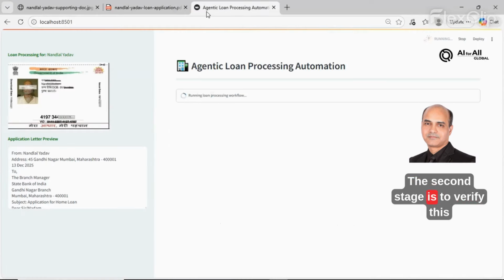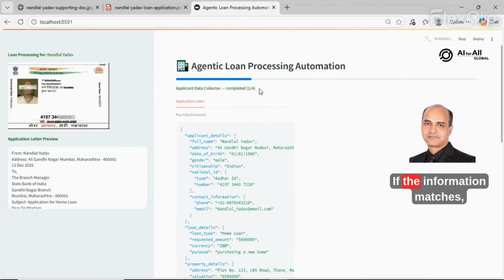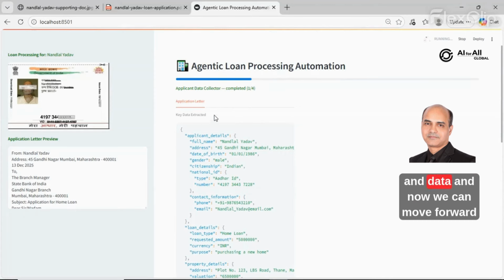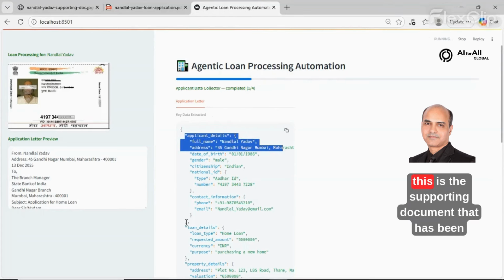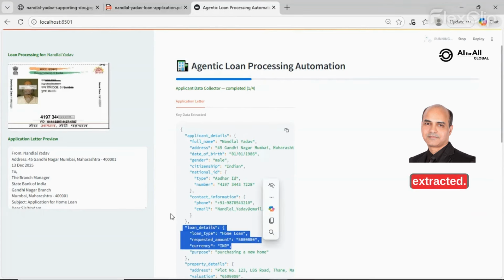The second stage is to verify this information against a supporting document that is stored with the bank. In this case, the extracted information as shown here is verified against the national ID that is being provided. If the information matches, that means the user has provided proper validated data, and now we can move forward to the third stage. The second stage, this is the supporting document that has been extracted.